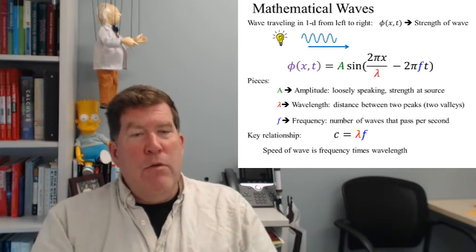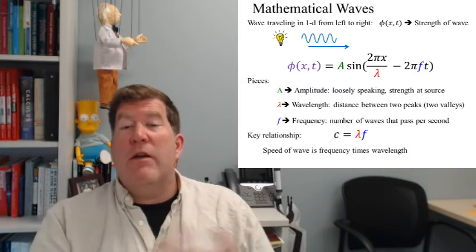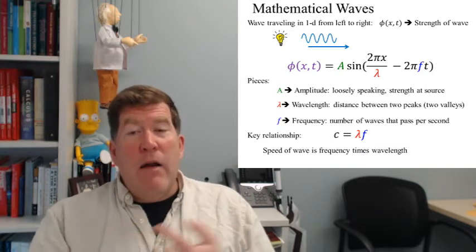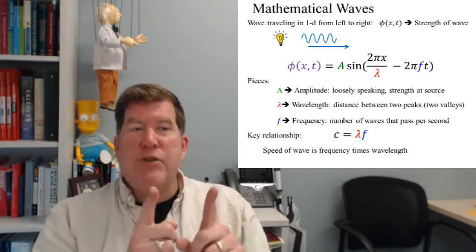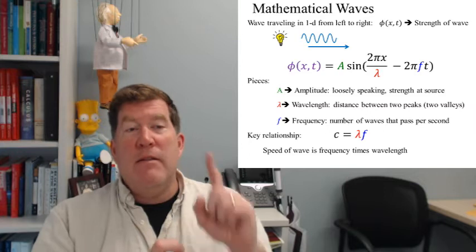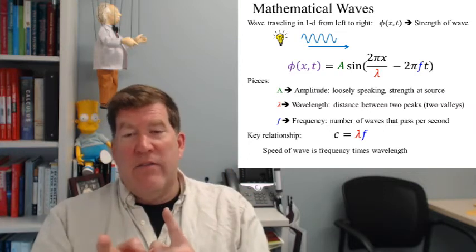There's an amplitude, that is, loosely speaking, how strong is the wave when it starts? What's the strongest it can be? There is a wavelength associated with it, and that is the distance. If you took a snapshot at a single instant of time, it's the distance from one peak to the next peak, or one valley to the next valley.